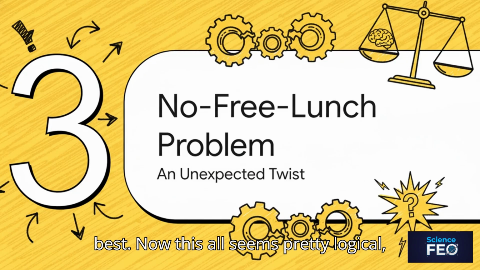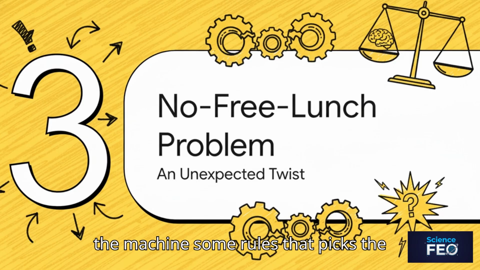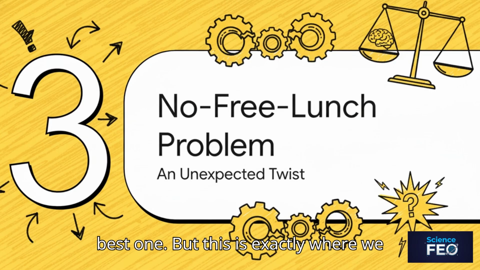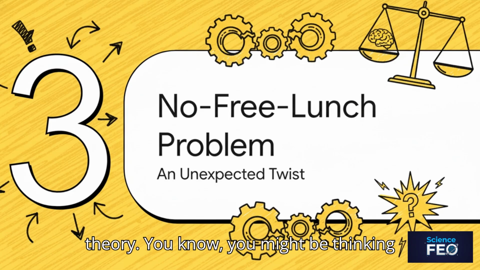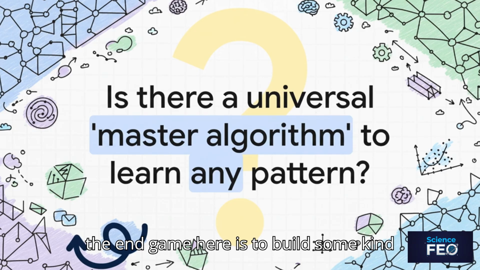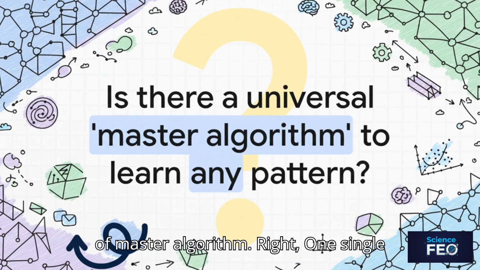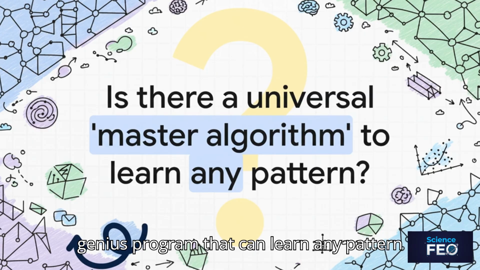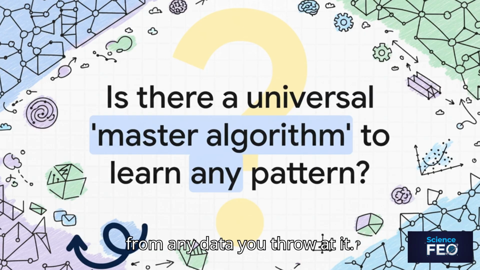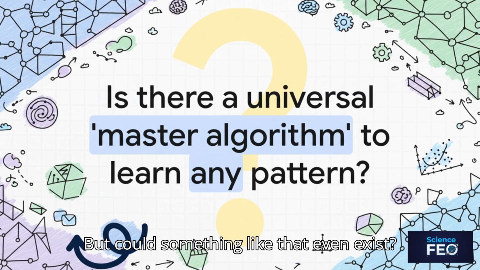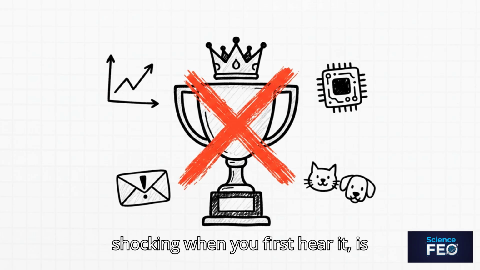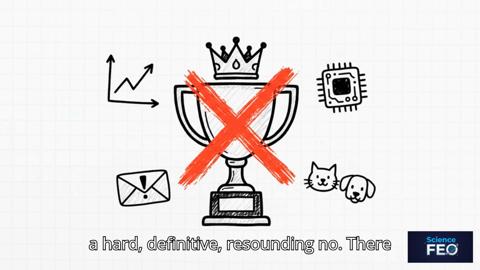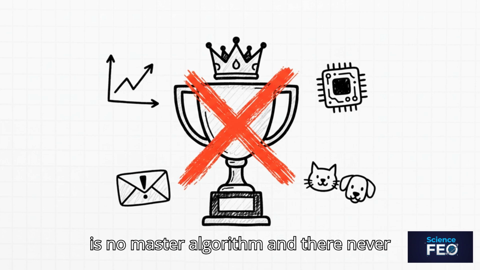Now, this all seems pretty logical, right? Almost straightforward. You give the machine some rules, it picks the best one. But this is exactly where we slam into this huge and deeply counterintuitive problem, a real plot twist at the very heart of learning theory. You might be thinking the end game here is to build some kind of master algorithm, right? One single genius program that can learn any pattern from any data you throw at it. But could something like that even exist? And the answer, which is kind of shocking when you first hear it, is a hard, definitive, resounding no. There is no master algorithm, and there never will be.